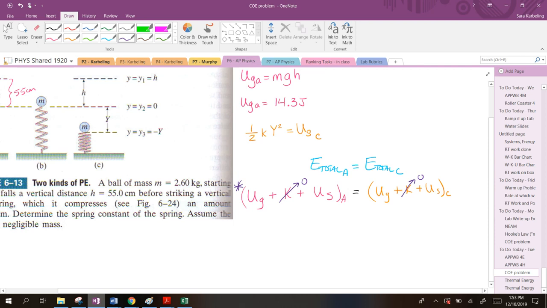Okay, so then we know that these two are zero, the kinetics are zero. Is the spring squished at all or stretched at all in A? No. So there's no X, right? There's no displacement. So that means that one also goes away to zero, right? So I think it's accurate to say that the total energy at the beginning is exactly what we had said before, 14.3. So I'm going to write down that U sub G at A, which, by the way, we calculated was 14.3 joules. That has to be equal to the total energy at the bottom.